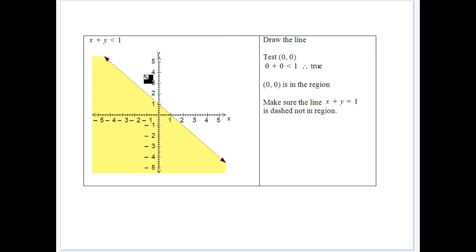Let's have a look at another one. x plus y, we consider equal to 1. We draw up that line. But because it's not an inequality that includes equal to, we'd only make it a dotted line. So hopefully you can see that's a nice dotted line there.